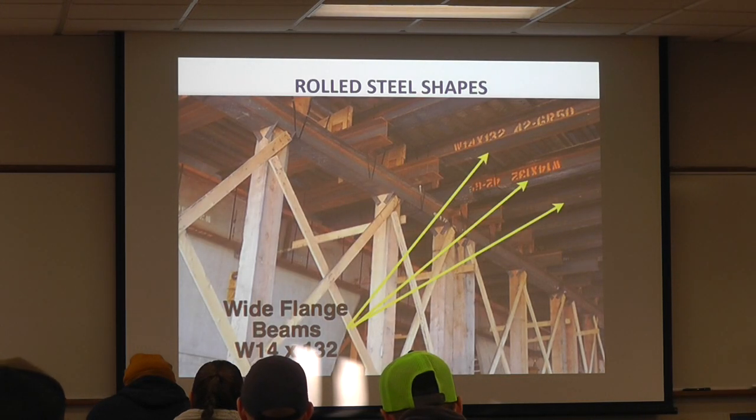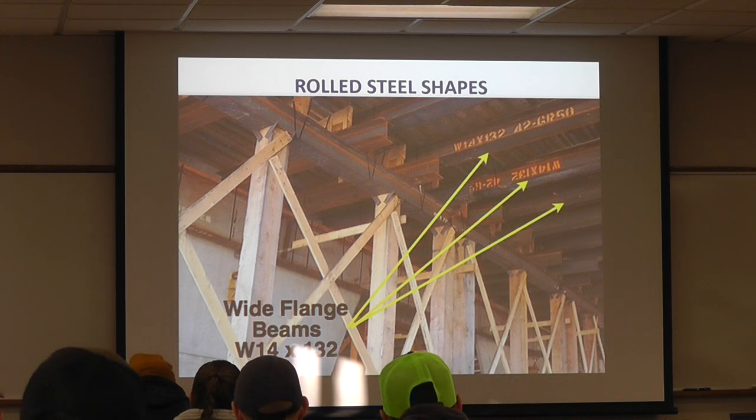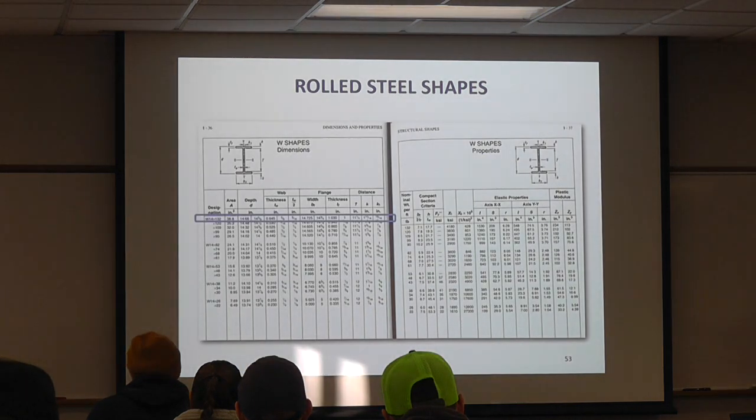So rolled steel shapes are often used. This one is marked out really nice. We know exactly what they are. It's W14 by 132s. So we know that's perfect, provided the strength is the correct strength that has been required.